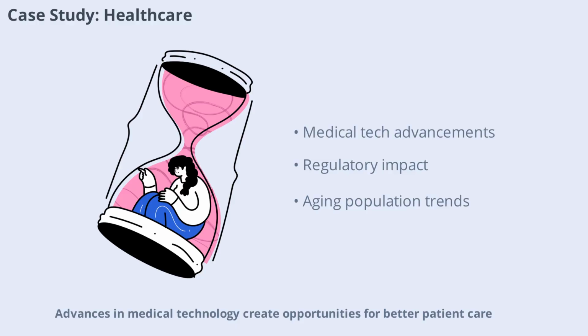Advances in medical technology create opportunities for better patient care, while regulatory changes can either support or hinder innovation. Social trends such as aging populations also shape demand for healthcare services. By analyzing these macroenvironmental factors, healthcare organizations can better plan for the future.